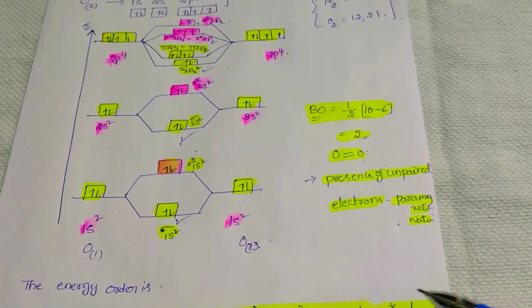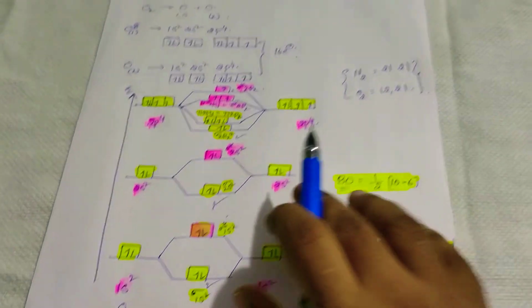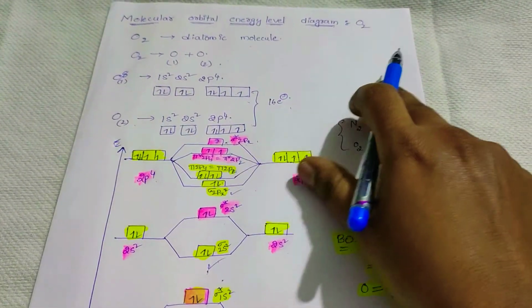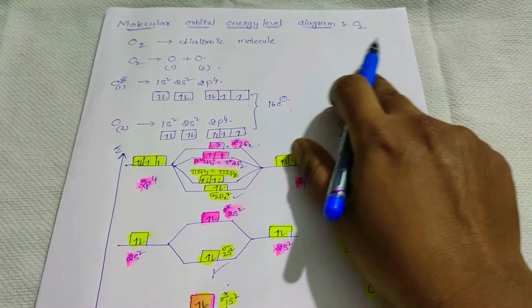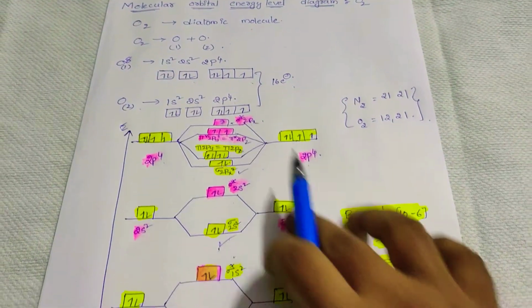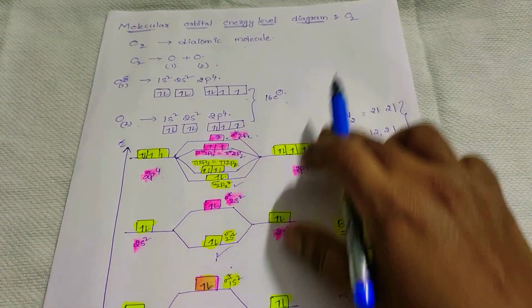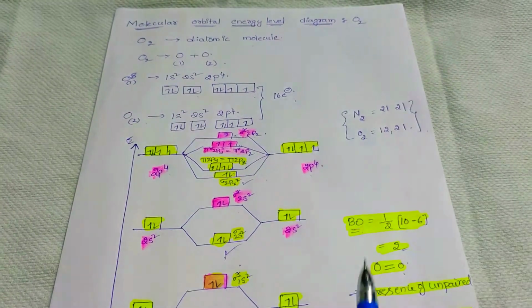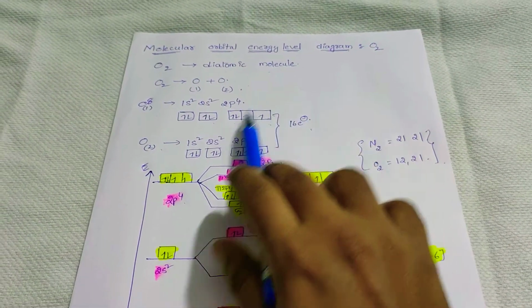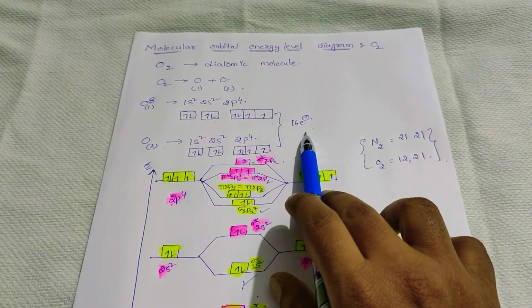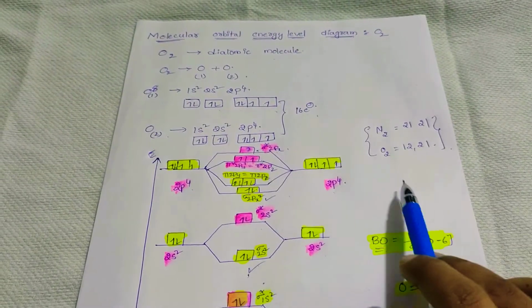This is the molecular orbital diagram of the oxygen molecule. This is the molecular orbital energy level diagram of the oxygen molecule. Oxygen is a diatomic molecule. Here 16 electrons are present in the oxygen molecule.